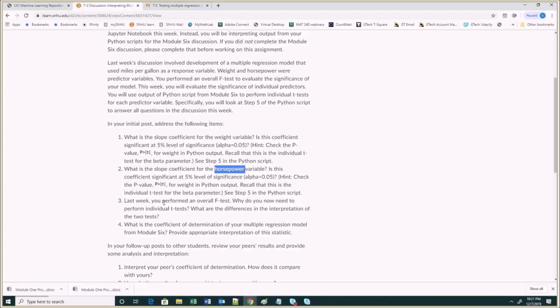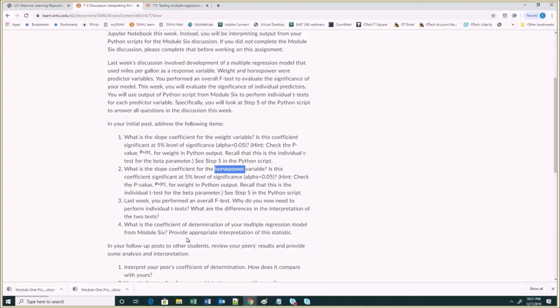Last week you performed an overall F-test. Why do you now need to perform individual t-tests? What are the differences in interpretation of the two tests? I think we've covered it very well in this lecture, so I expect that all students will be able to answer this question. What is the coefficient of determination for your multiple regression model for Module 6?